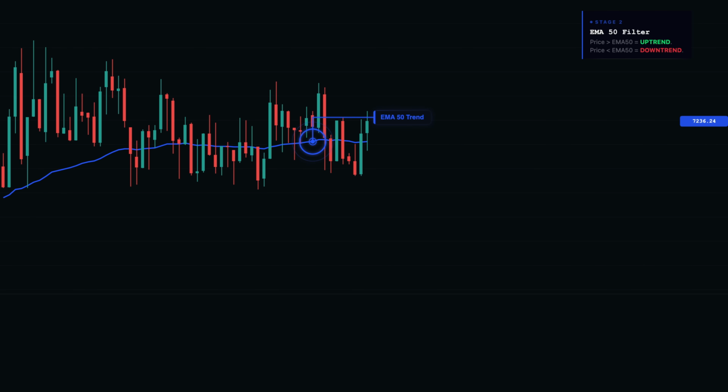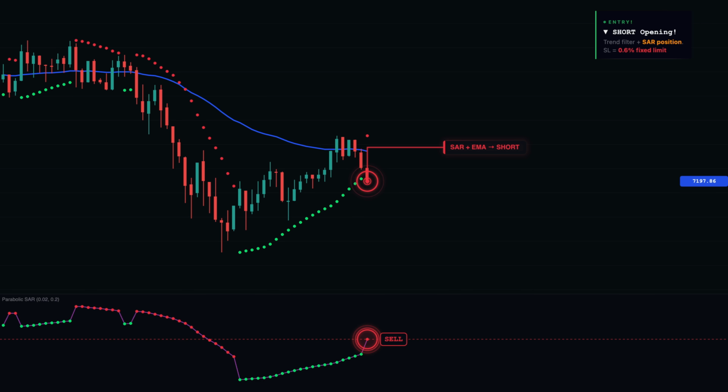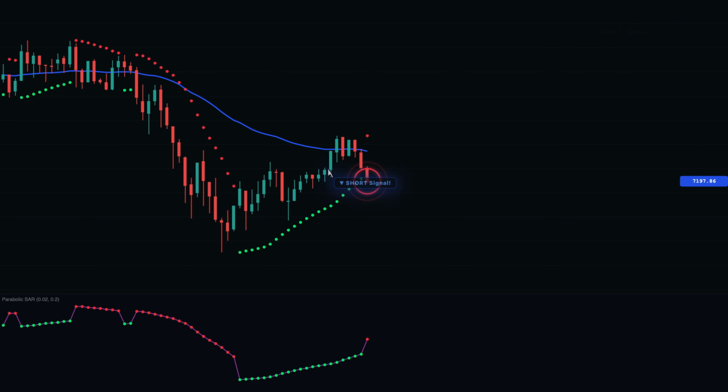Signal. We have EMA trend alignment and the SAR just confirmed with a momentum flip. This is our entry. Take profit set at 2.5R. Stop loss fixed at exactly 0.6% for entry. 2% risk per trade.